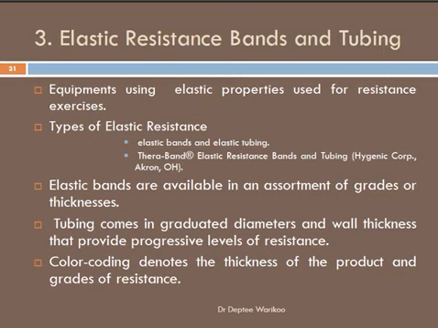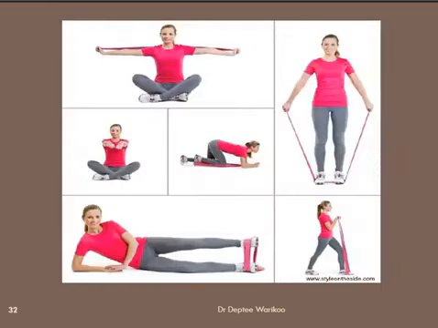Equipment using elastic properties for resistance exercises basically are the elastic bands and tubings. Then the therabands, elastic resistance bands and tubing. Elastic bands are available in an assortment of grades or thickness. Tubing comes in graduated diameters and wall thickness that provide progressive levels of resistance. How we will identify how much resistance each has depends on the color coding, which denotes the thickness of the product and grades of resistance.